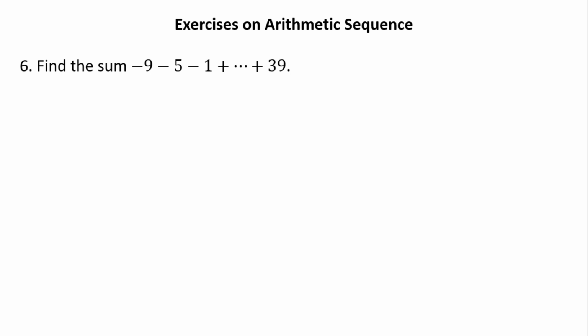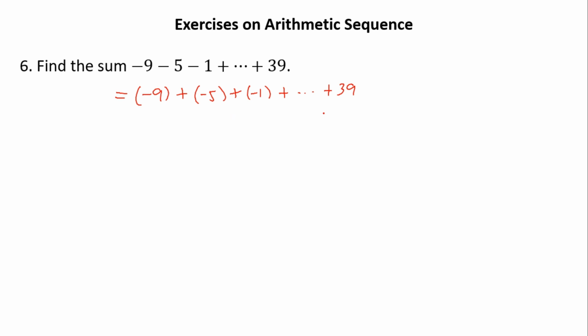Item number 6. Find the sum negative 9 minus 5 minus 1 plus a bunch of positive numbers up to 39. Alright, so this one is not really different from the previous one, only that in this series, 3 of the terms are negative. So what will we do now? Take note that the series is the same as negative 9 plus negative 5 plus negative 1 plus a bunch of positive numbers up to 39.